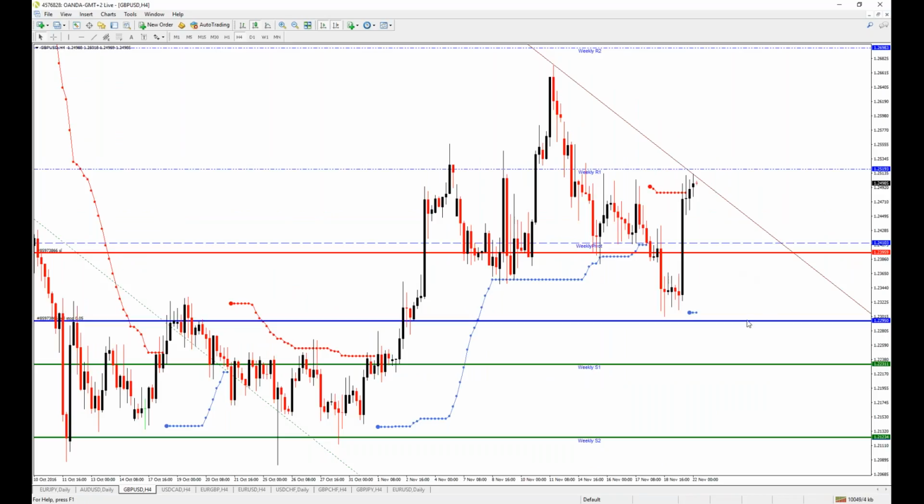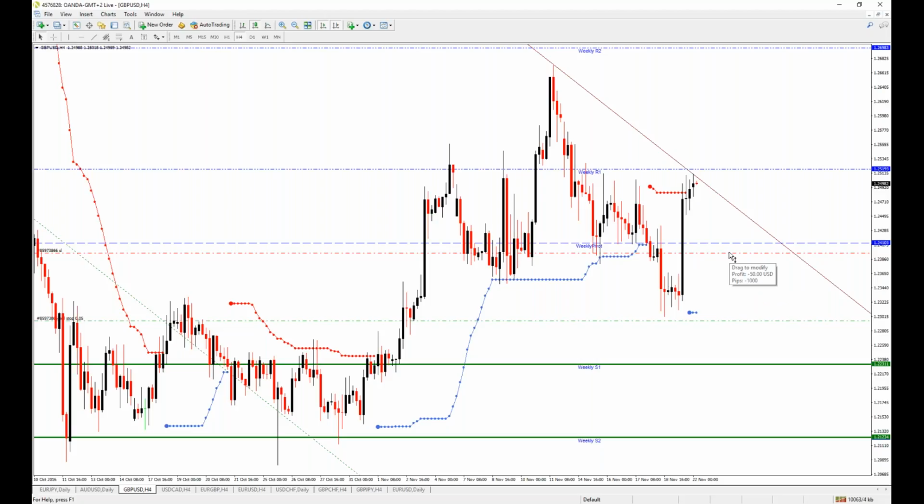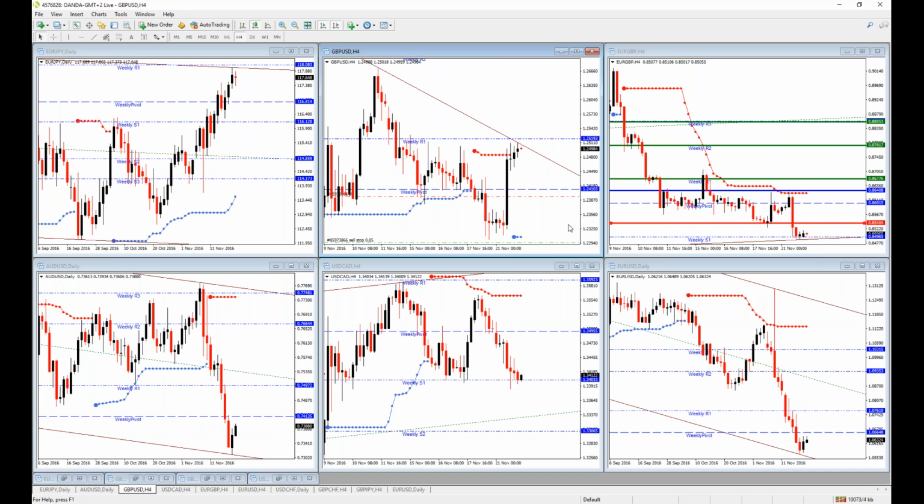Now, if I move my entry point, this blue line, if I got rid of it, you'll see there's a green line right here, right? A green dotted line. This is my entry point. If I got rid of my stop loss line, guess what? There's my red dotted line, which is my stop loss. And of course, I'm looking for these targets here, and I'll evaluate this as the week progresses. Okay?